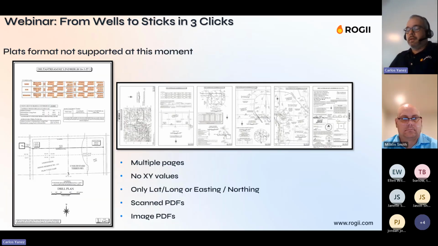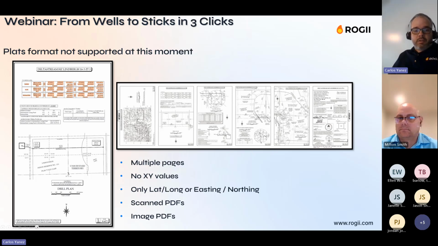But like I was saying at the beginning, PDFs come in different flavors, and some of them we cannot import into StarSteer at this moment. If you have multiple pages, or you don't have X, Y values and only lat long, east and north, or a scanned image PDF, or some kind of polygon PDF, we're not going to be able to bring it in at this moment. So remember, they have to be editable text, one page, with X and Y values to import the plats.